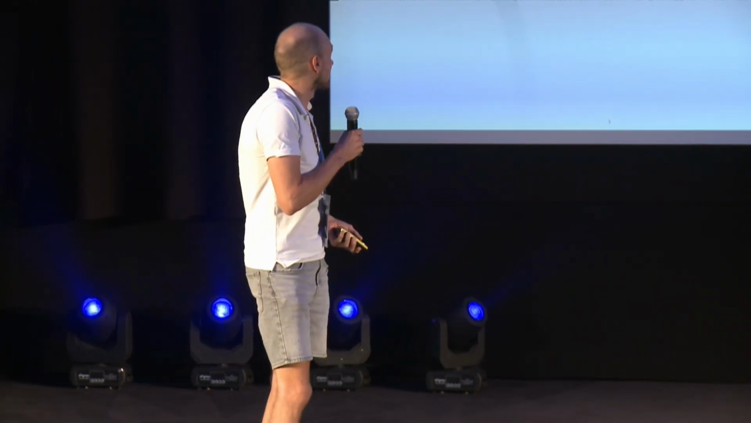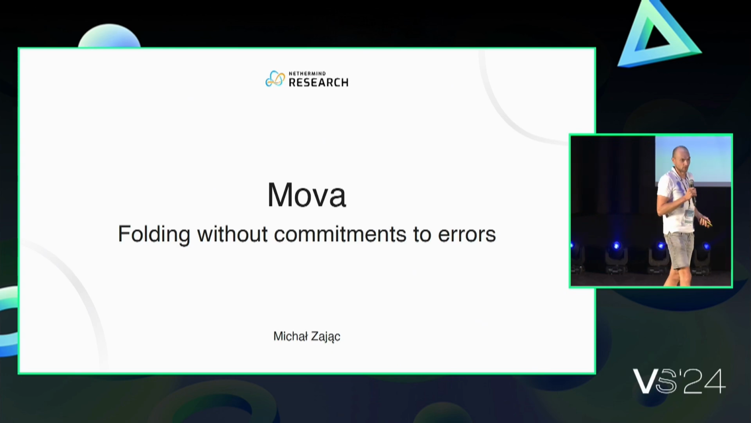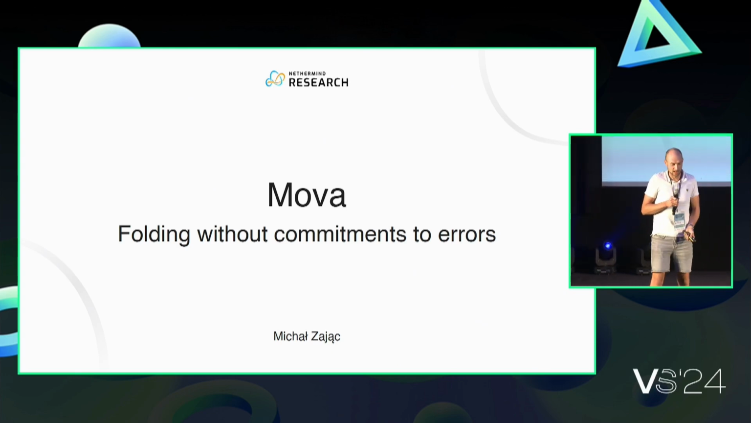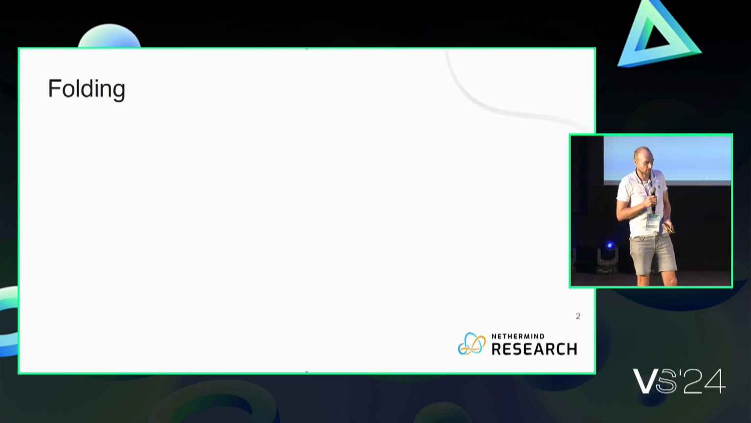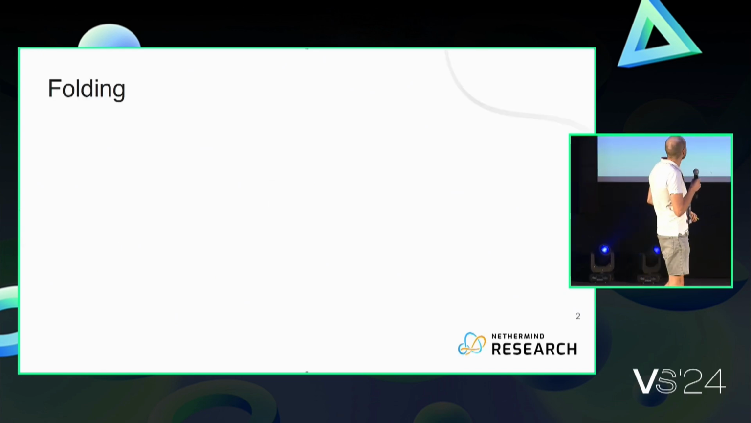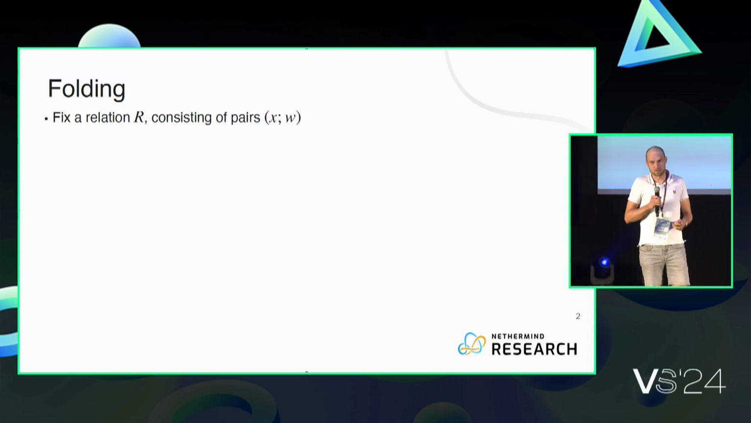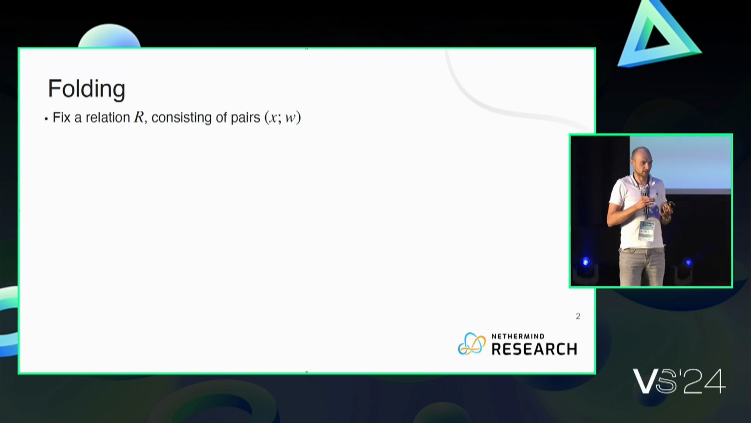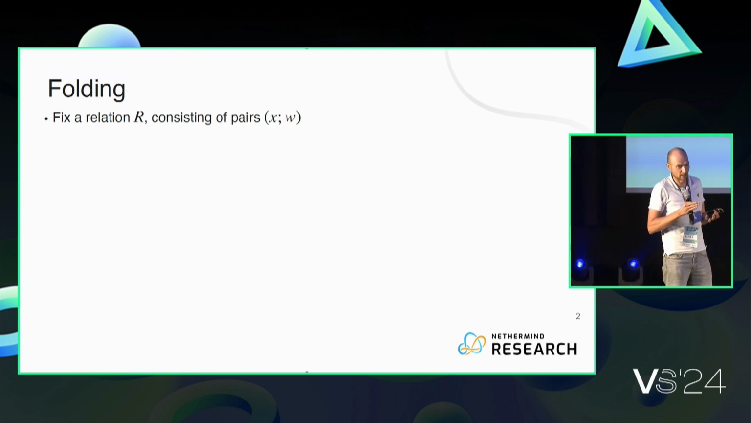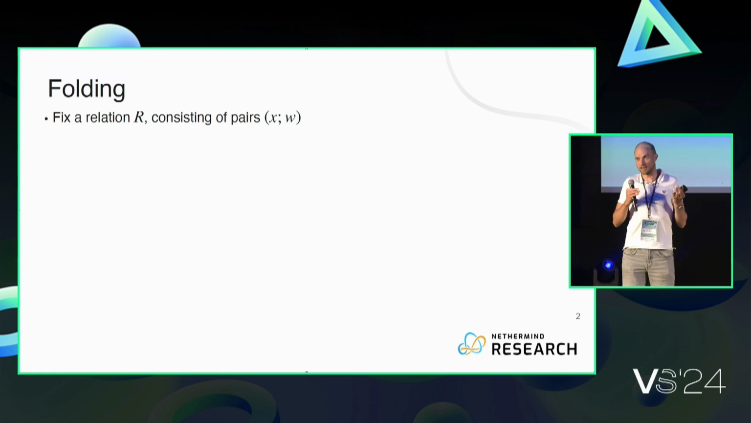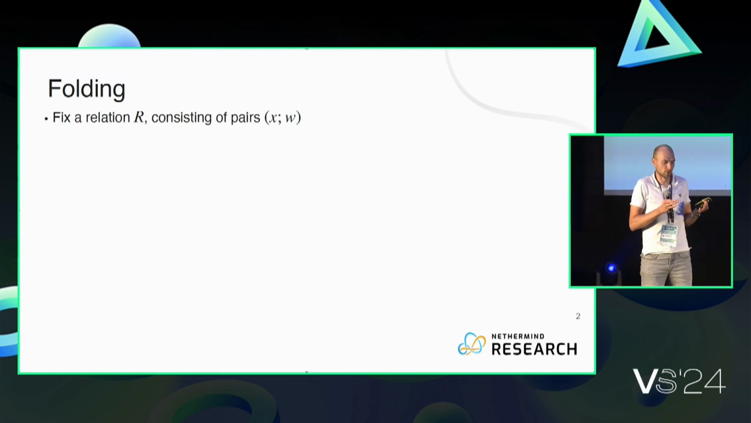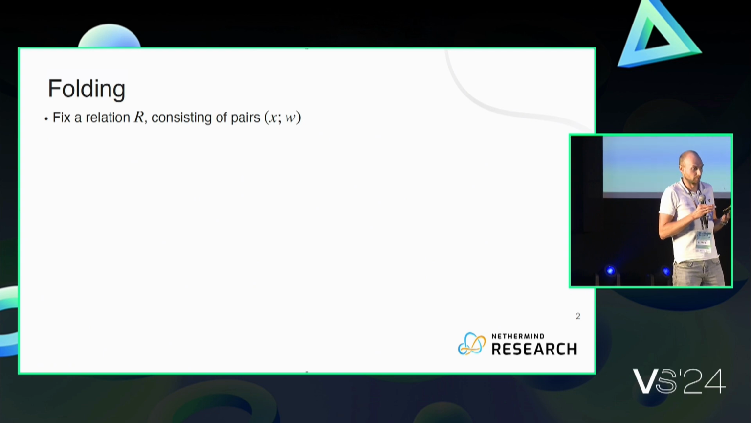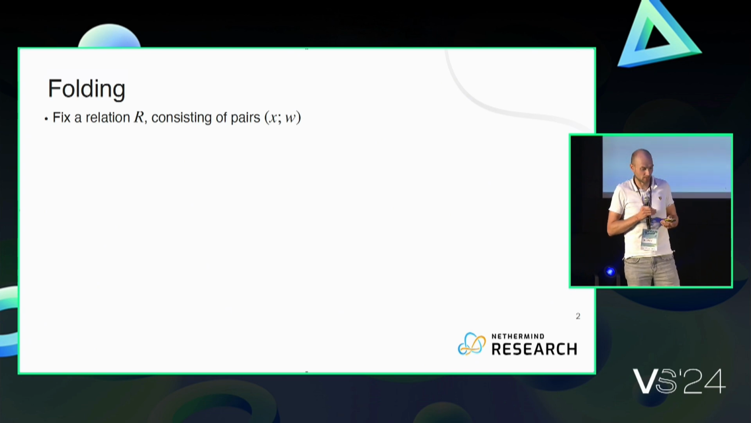So thanks for the introduction. Let me talk about Mova and folding without commitment to errors. Maybe let me begin with why folding and what folding is. When we talk about zero-knowledge proofs, we are talking about proving particular relations. This relation usually takes two inputs, one being some statement, here X, and another being a witness. In zero-knowledge proofs, the statement is public and the witness is usually private. This is the value that we want to hide from the verifier.